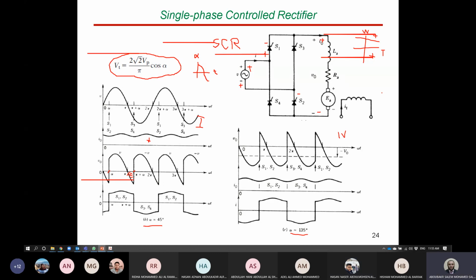The time is due now, guys. I wish that we could understand the operation of this circuit. Inshallah, next class we will continue discussing the different circuits used for DC motor speed control. Any questions, guys?